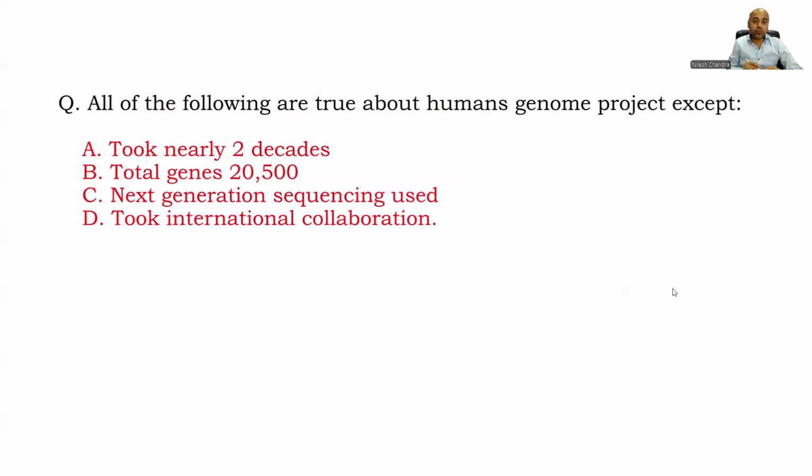Now we have one complete full video on the Human Genome Project, but here I'll just tell you the answer is when the Human Genome Project was started in 1991, the next generation sequencing was not available. It is a follow up of the Human Genome Project. Sometime in 2007-8, we had the next generation sequencing, the Human Genome Project being completed in 2006. So next generation sequencing was not a part of the Human Genome Project.